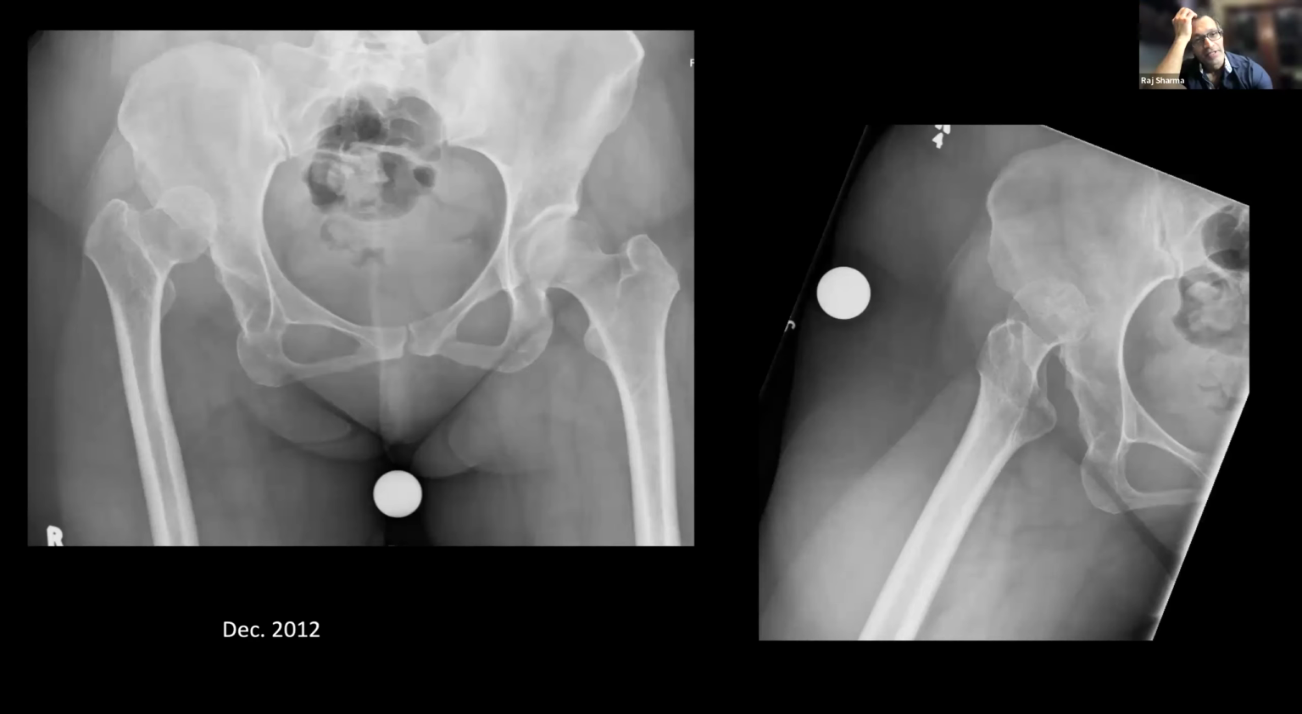For the sake of this talk and what we're doing here today, I think the key is it doesn't matter what approach you use, do something that you're comfortable with. I've done these through a lateral approach, and I can do them just fine. The key is you need to be comfortable with your approach, comfortable with exposure, and comfortable with identifying landmarks.